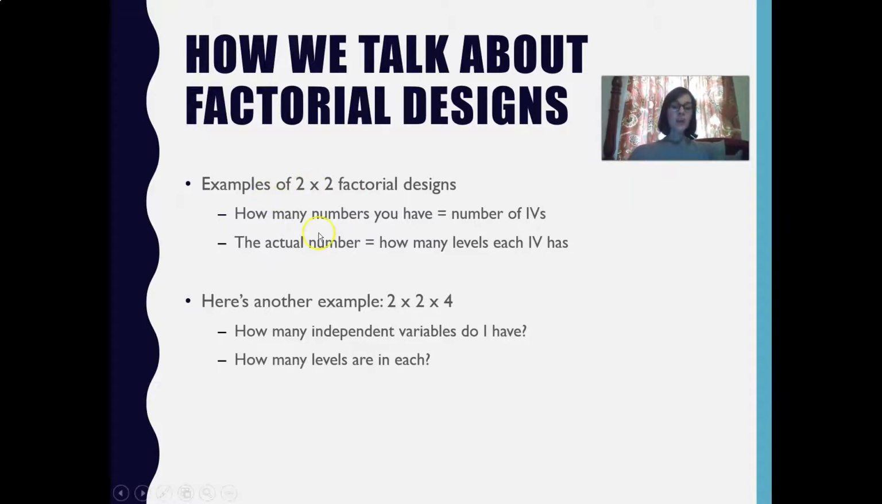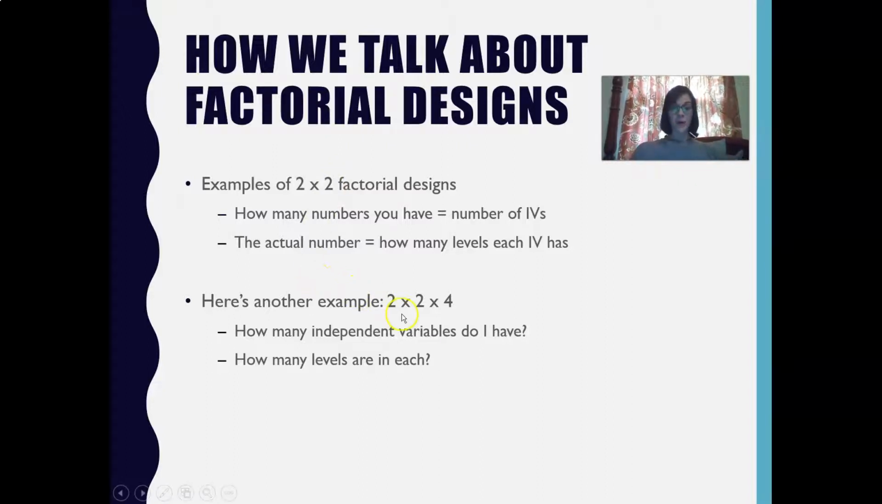Now the actual number is how many levels or conditions that particular IV has. So this one is a 2, which means that this variable has two conditions or two levels. And this second variable also has two conditions or two levels.